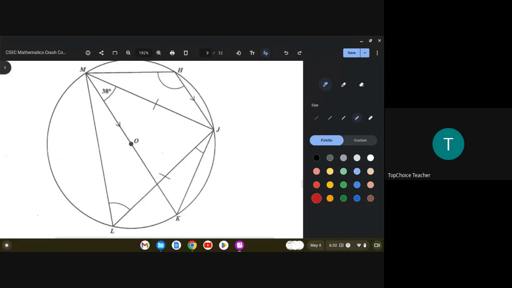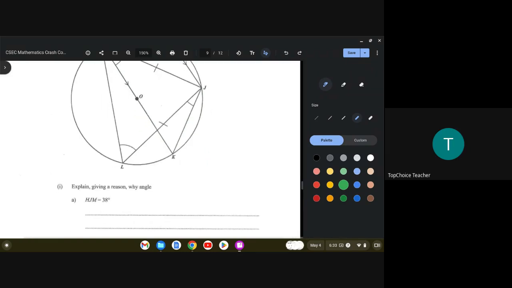Can anyone call out the name of the diameter line here using the letters you see? MK. Right, so MK is our diameter. And aren't these two lines up here meeting at the circumference? So what would this angle on the circumference be? Wouldn't that be 90 degrees? Right, so that is something I just wanted to point out.